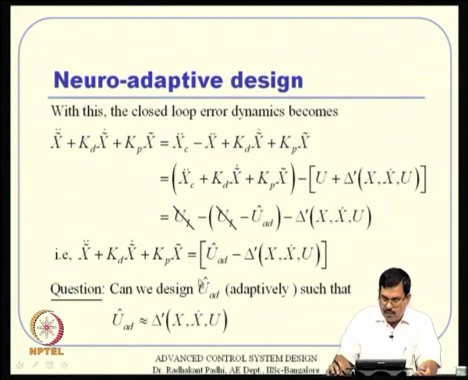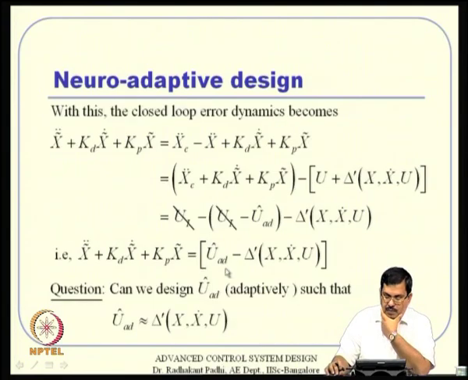So, can we design this adaptive control in such a way that uad hat will be at least approximately equal to delta prime? We will not be able to do a very perfect job, because any function approximation is also never perfect anyway. But at least can we make it approximately equal to that. Then the entire error dynamics will operate like the ideal case even with the presence of system dynamics being imperfect, inverses being imperfect and all that actually. Okay. So, that is the objective here.